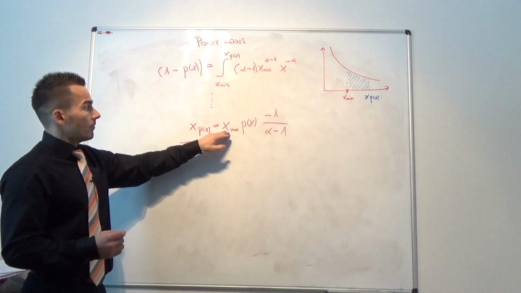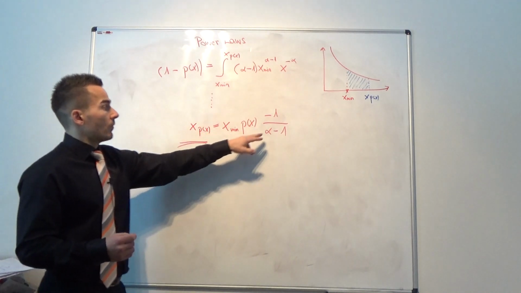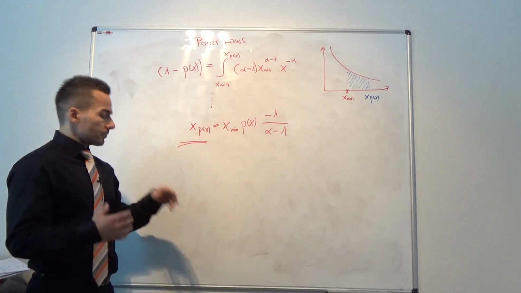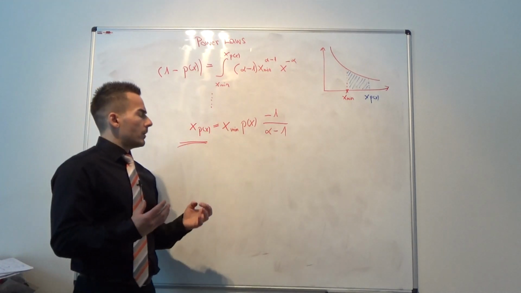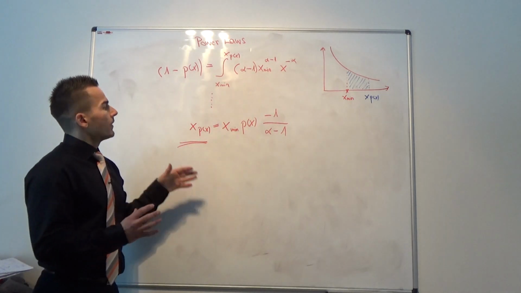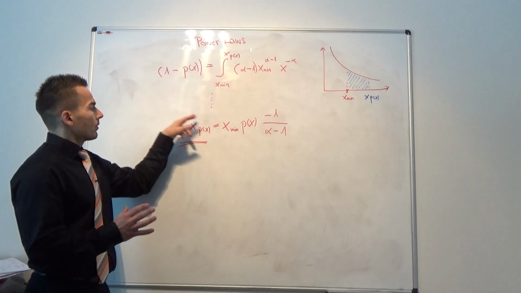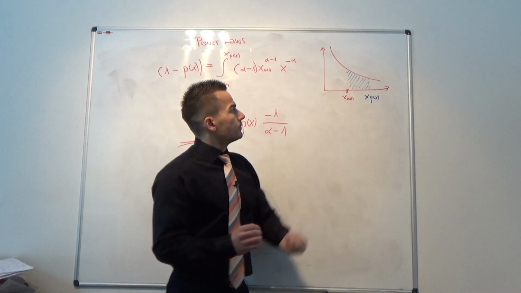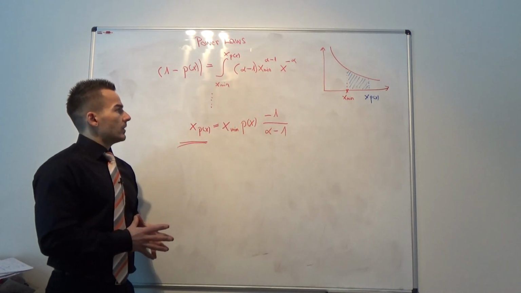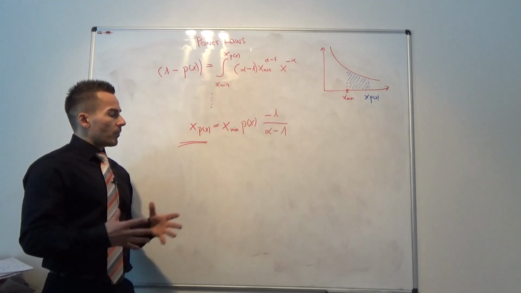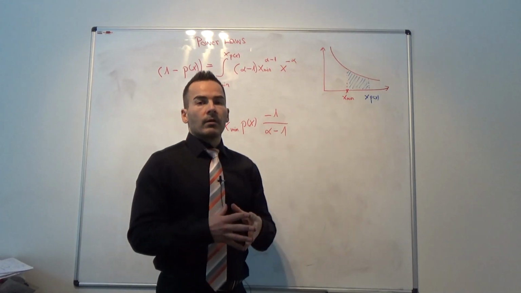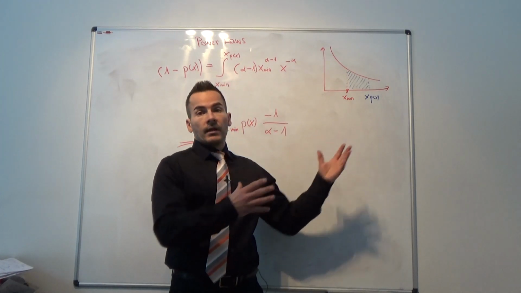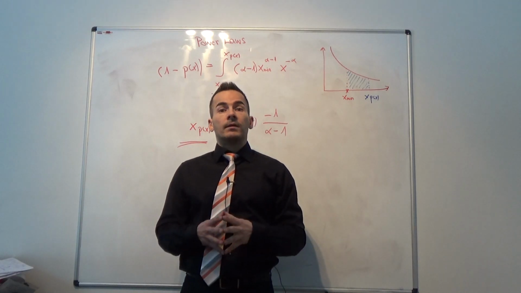If we know the minimum value x minimum and we know alpha, all that is random here is the probability p of x. That's what we get from our random number generator, and plugging this in, we get the corresponding value that fulfills this equation. So that's how we can operate with a power law process, simulate it, play around with it and see what happens in the tails of the corresponding distribution.